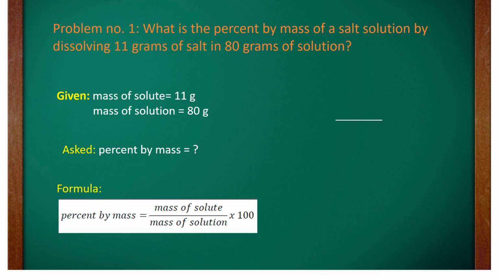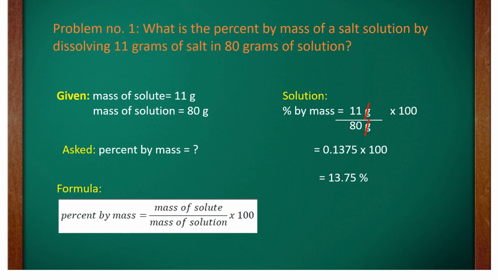We will use this formula. From this formula, we have percent by mass equals 11 grams divided by 80 grams times 100. We will cancel the unit grams. So, from dividing 11 by 80, we have 0.1375 times 100. So, the percent by mass is 13.75%.